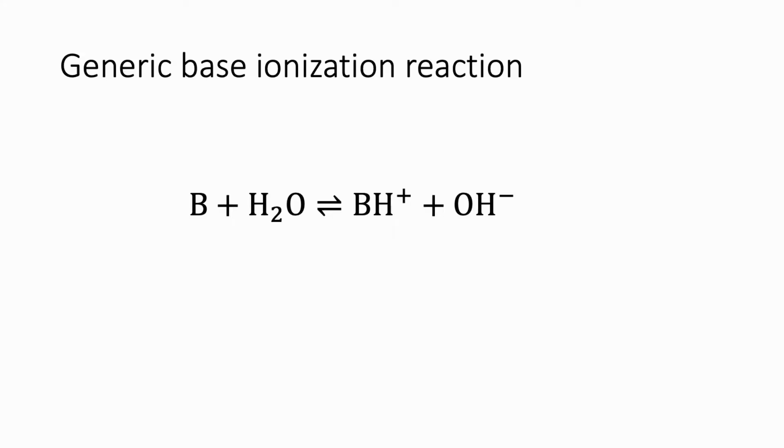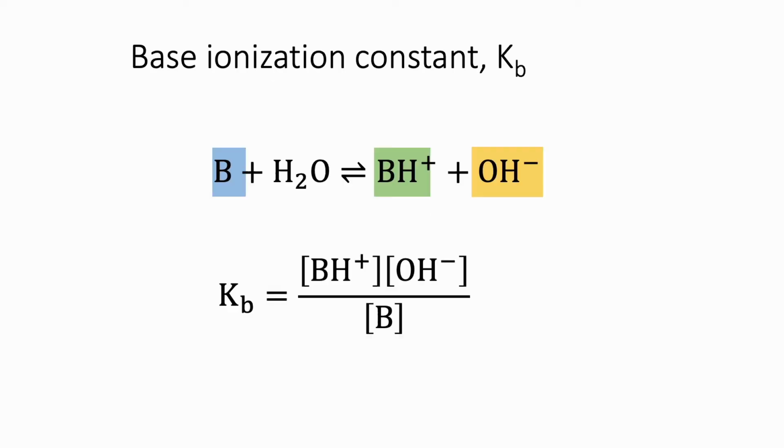So let's first of all start off by looking at a generic base ionization reaction, which is slightly different than the acid ionization reaction. So here we have the base, and remember the base is going to react with a water molecule and snag a proton off the water molecule to form the protonated form of the base, or conjugate acid, and hydroxide. So let's now write an expression for the base ionization constant, which we are going to call Kb. Again, very analogous to Ka.